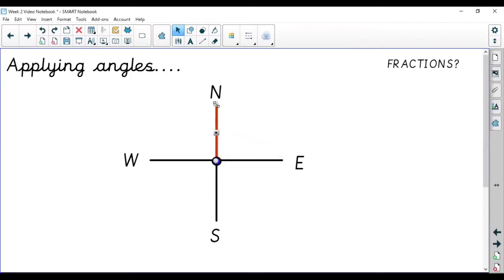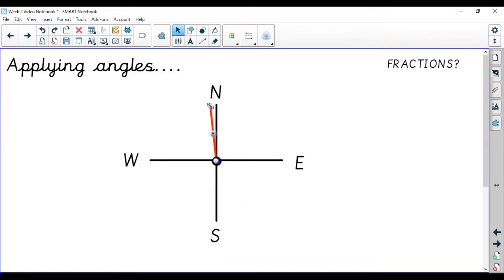If I go back to the beginning, and I go from north to south, so from north all the way round to south, that has created a straight line from north to south. So that is 180 degrees. So we've gone 90 add 90, 90 and 90 is 180.